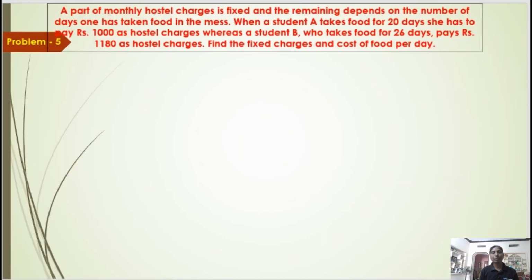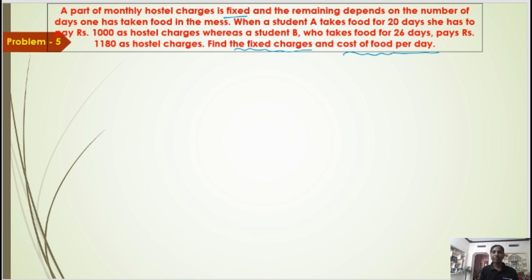So friends, here we have problem number 5. Let's read it. A part of monthly hostel charges is fixed, and the remaining depends on the number of days one has taken food in the mess. When a student A takes food for 20 days, she has to pay rupees 1000 as hostel charges, whereas a student B who takes food for 26 days pays rupees 1180 as hostel charges. Find the fixed charges and cost of food per day. So what do we have to find? We have to find the fixed charges and cost of food per day.